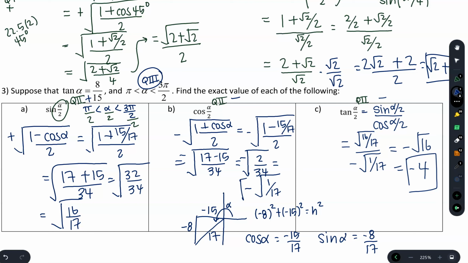Alrighty. So this is your power reducing and half angle formulas. These are the last of our identities. All right, if you have any questions, let me know.